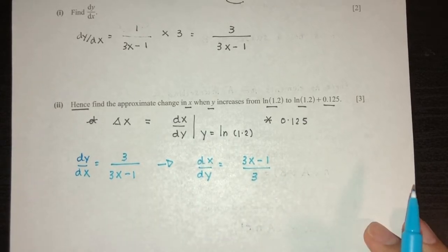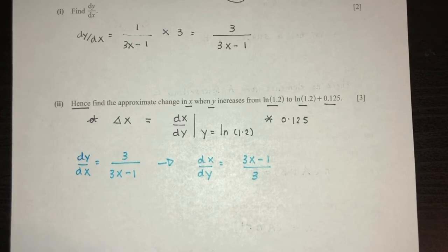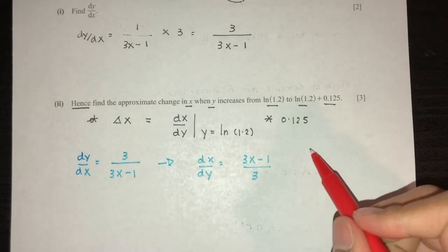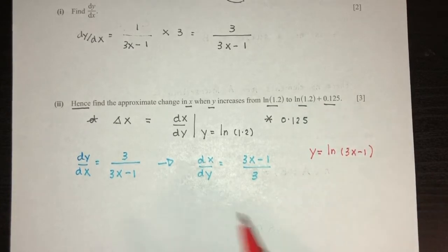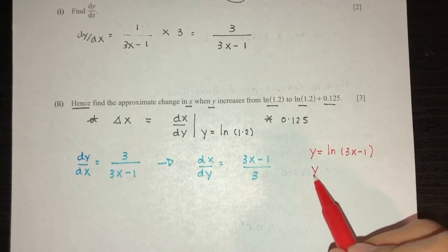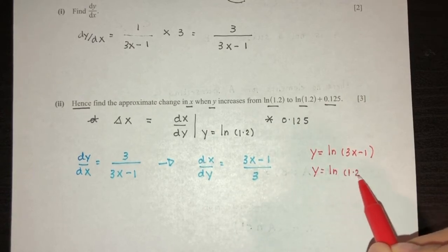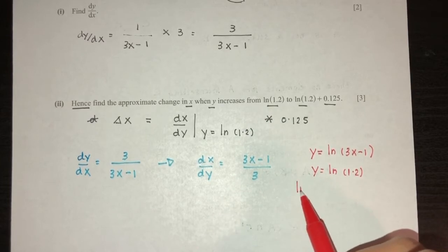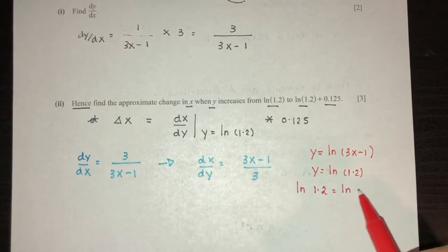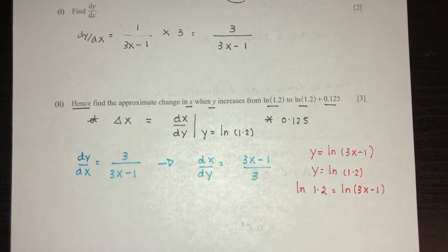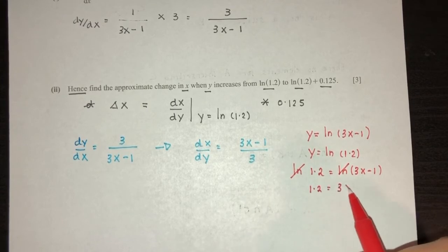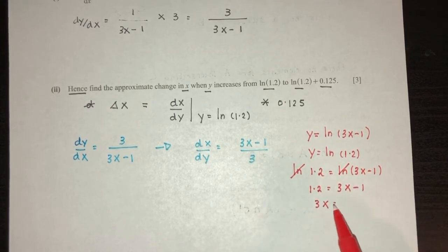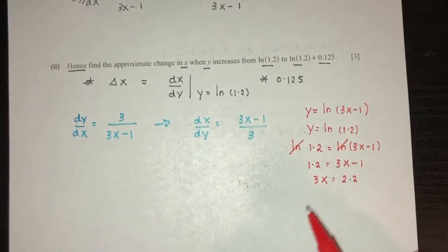Now what is the main equation again? The main equation given to you is y is equal to ln of 3x minus 1. Now if the value of y is equal to ln of 1.2, what is the value of x? Replace, you will have ln of 1.2 on one side and ln of 3x minus 1 on the other side. So these two will cancel out, so you have 1.2 is equal to 3x minus 1. So 3x will be 2.2. So x here will be 2.2 divided by 3.